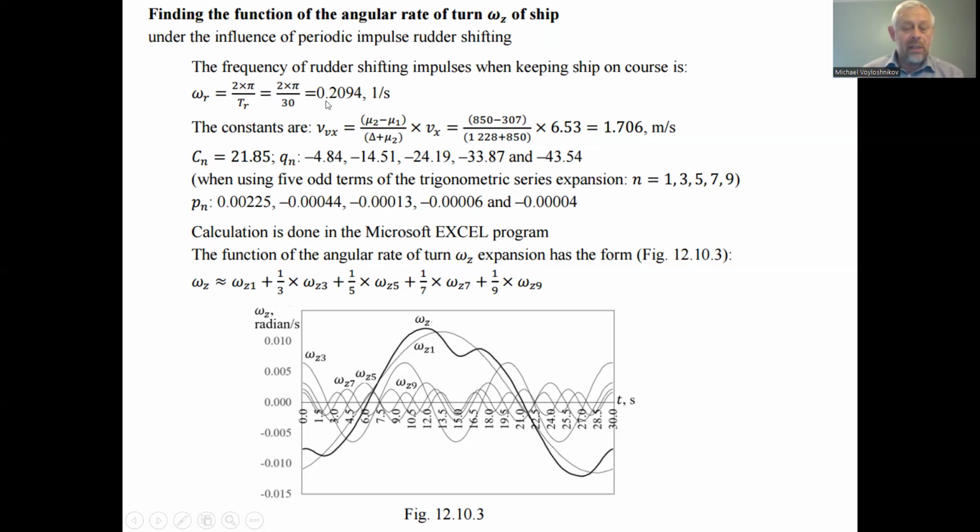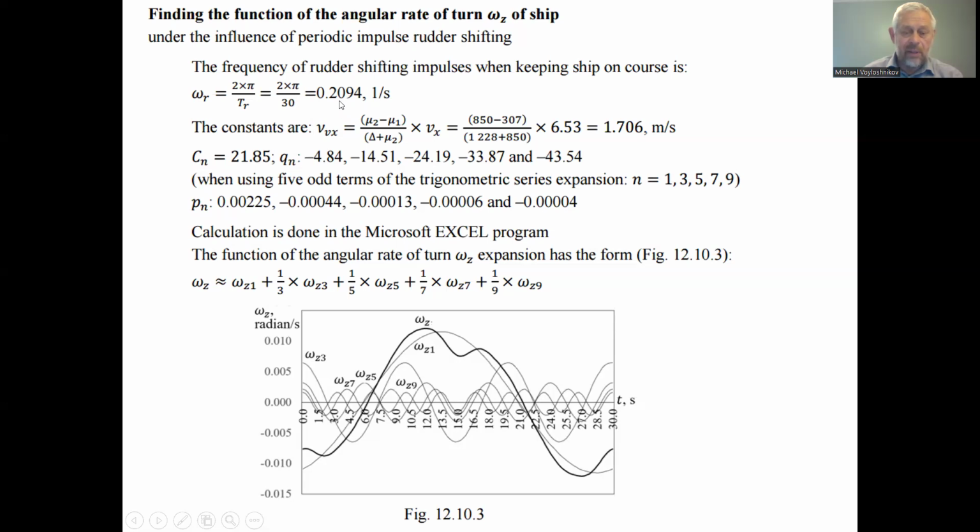And this is the cyclic velocity of the ship rudder turns on the left and on the right. This is the same cyclic velocity as we considered in the previous article, 12.9, for the sinusoid type of the function of the controls. I mean, the rudder turn sinusoid types with the same cyclic velocity, as considered, we show for the impulse nature of the rudder turns with the same frequency.